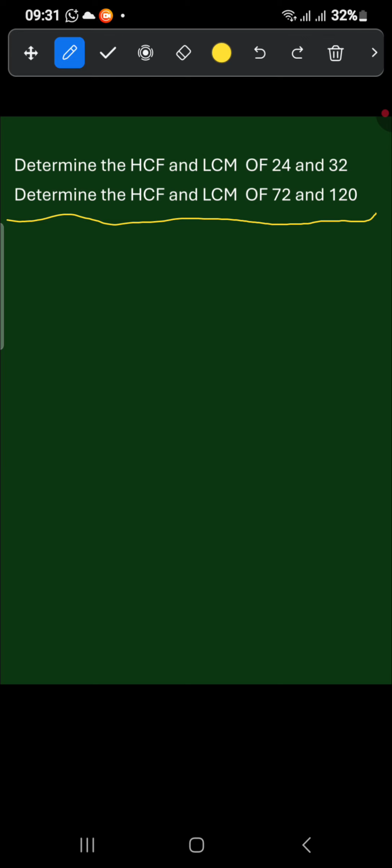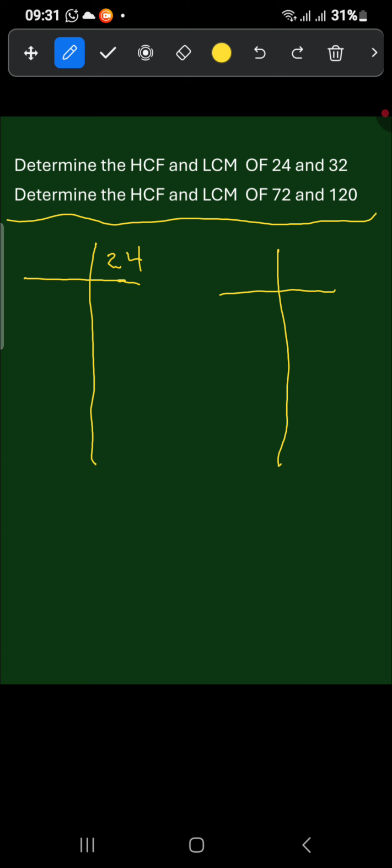So when to use the factorization method. First of all, you have to find the prime factors. You have to write 24 as a product of its prime factors. Then again you write 32 as a product of its prime factors. Now we know the prime numbers: 2, 3, 5, 7, 11, just like that. These are the only numbers you are allowed to use because we want the prime factors.